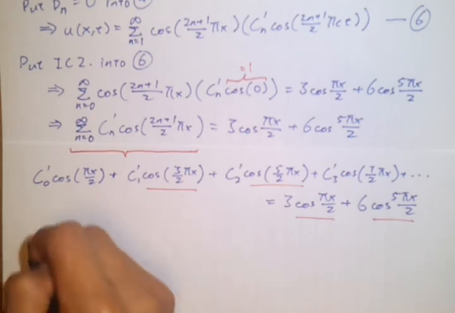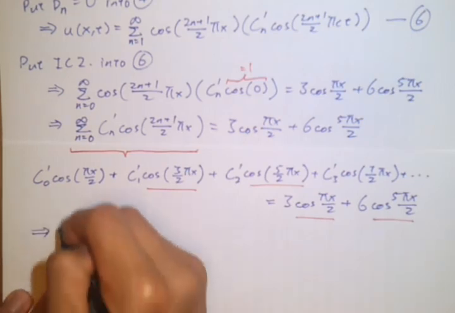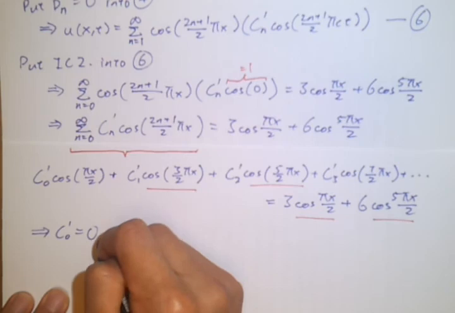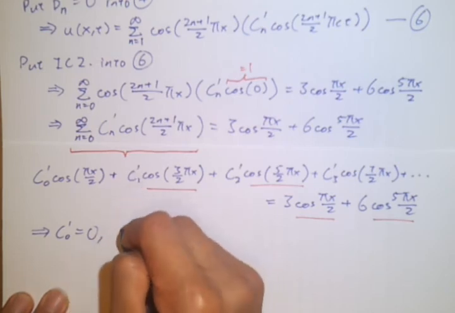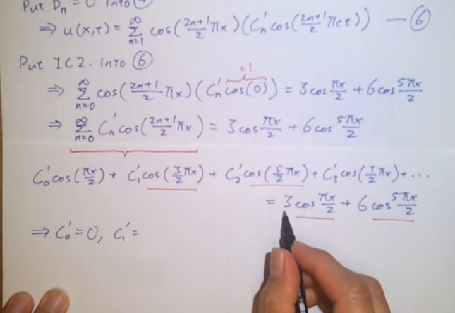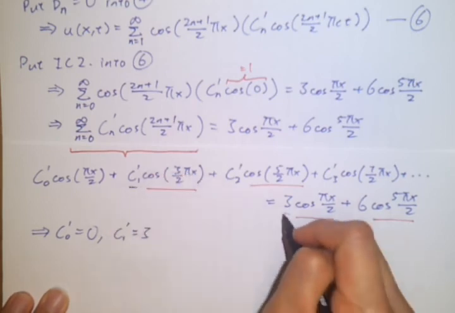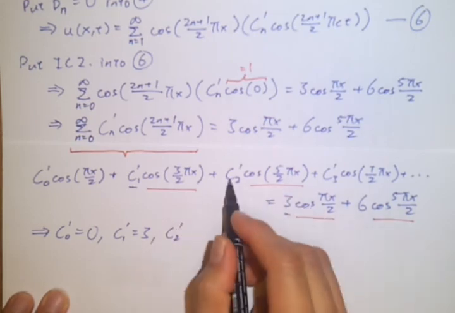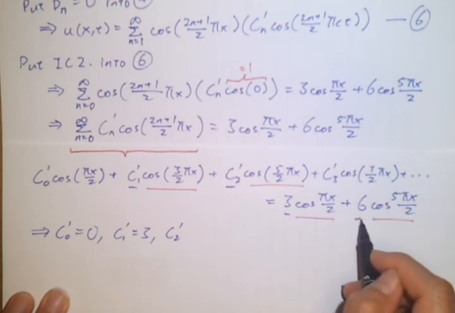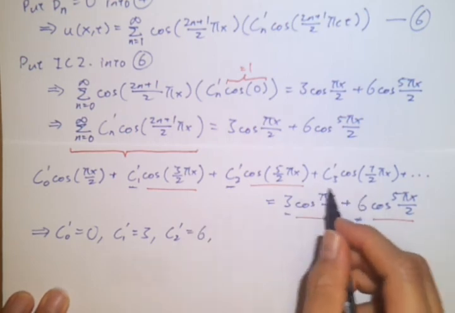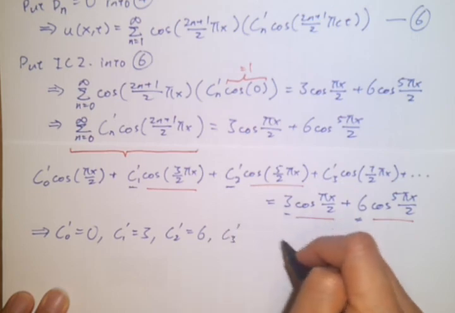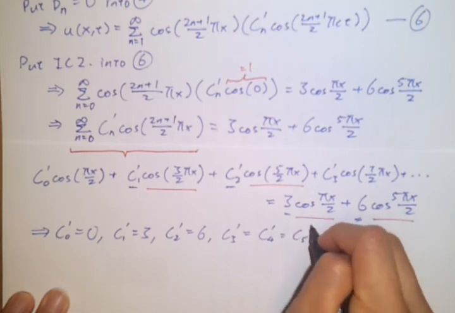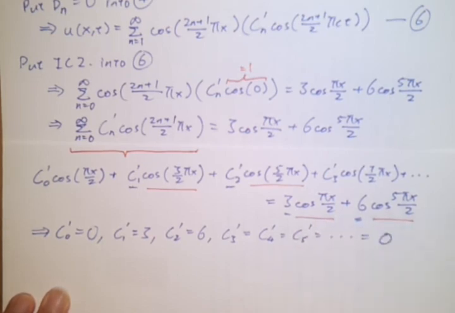So what does that tell you? That tells you that my C0 term has to be 0. My C1 prime must be equal to 3. And my C2 prime must be equal to 6. And all my other higher terms are all equal to 0.